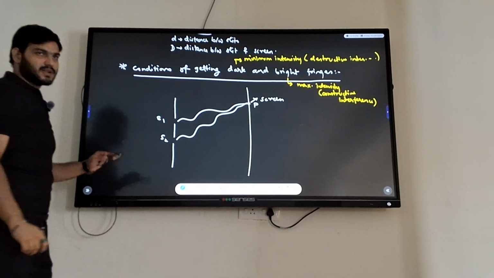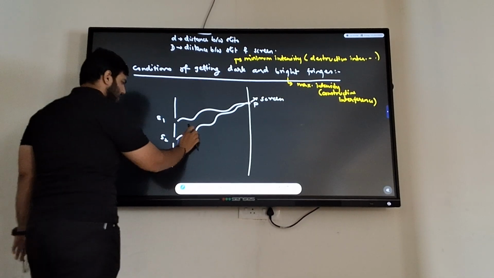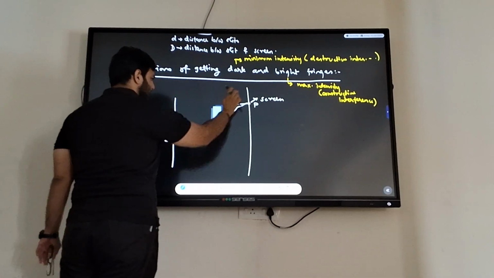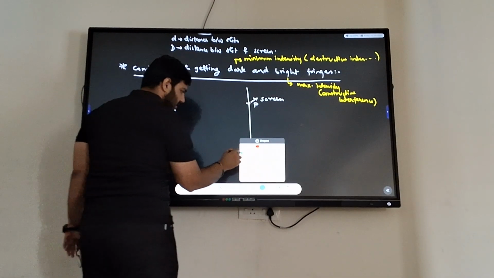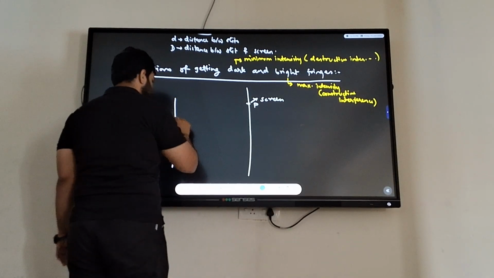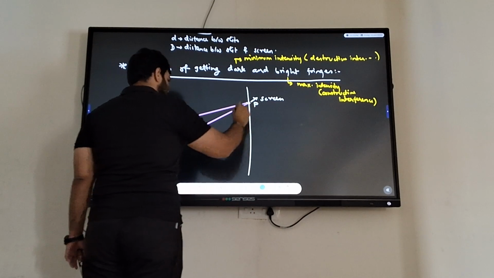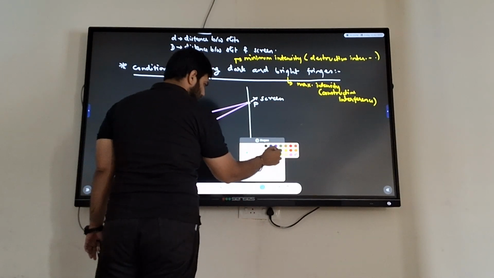So instead of these waves, I will make straight lines for simplicity. But please understand, they are still waves. They are not rays all of a sudden. So let's make lines for simplicity. These rays will meet there. Let's say from the center I am making another line. Let's call it this.